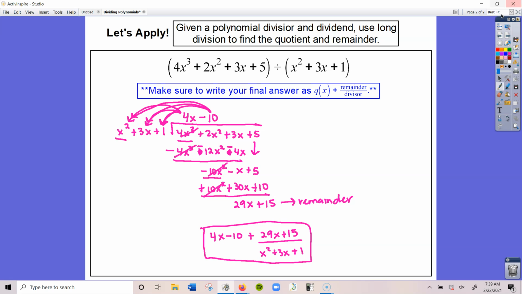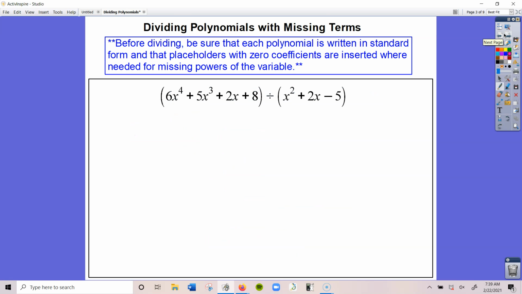Let's try that with a couple more examples. Here we have 6x to the fourth plus 5x to the third plus 2x plus 8 divided by x squared plus 2x minus 5. Now I put here in blue: before dividing, be sure that each polynomial is written in standard form. They are. The powers are going in decreasing order. And placeholders with zero coefficients are inserted where needed for missing powers of the variable.